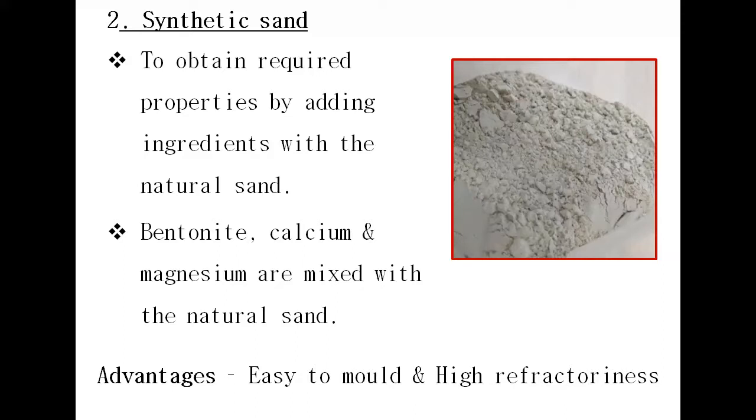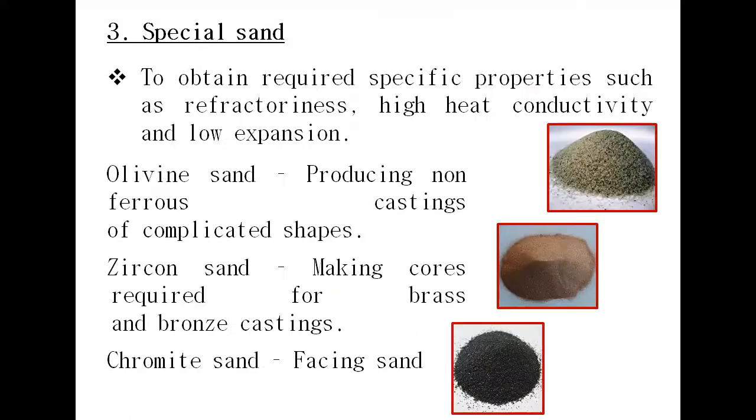Synthetic sand is made to obtain required properties by adding ingredients to the natural sand. Some elements such as bentonite, calcium and magnesium are mixed with the natural sand, so it is called synthetic. Advantages: easy to mold and high refractoriness. When we need high refractoriness, at that time we go for synthetic sand. Next, special sand, to obtain specific properties such as high heat conductivity and low expansion. At that time we use special sand.